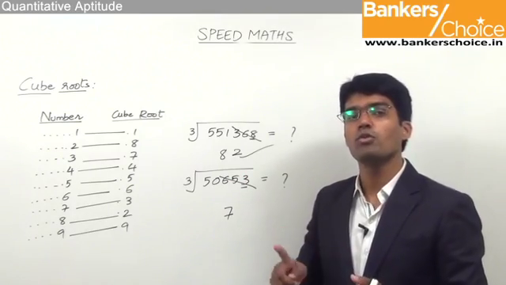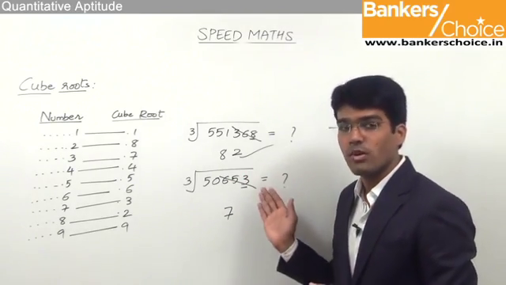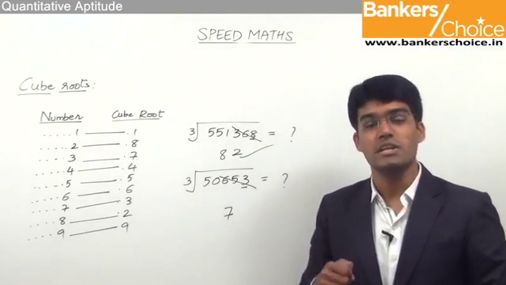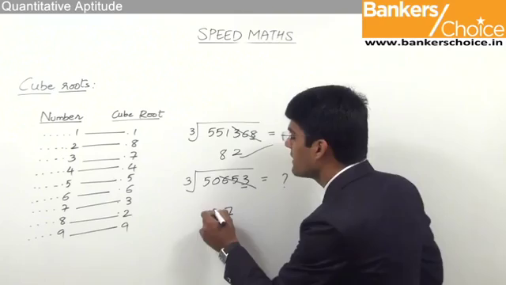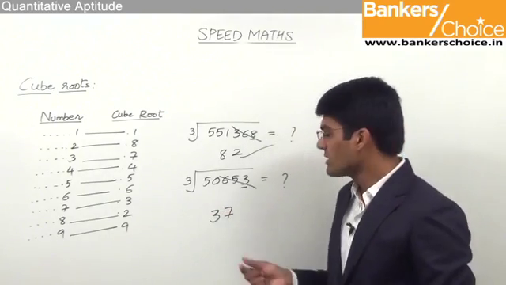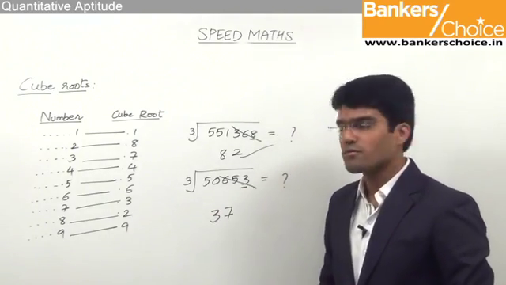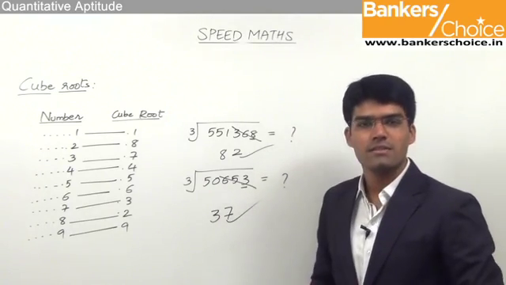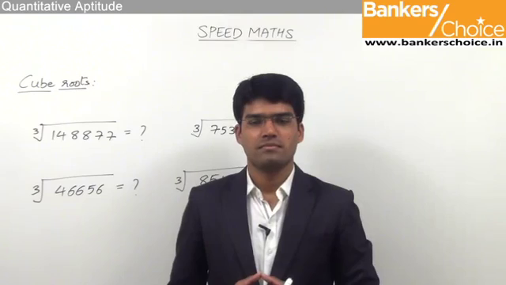If you go for 4 cube, it is 64, more than 50. We want the lesser side. So immediately less than 50 and a perfect cube is 27. And 27 is 3 cube. So here the tens place has to be 3. So 37 is the answer for cube root of 50,653. So in simple two steps, we get the answer for the given cube roots.